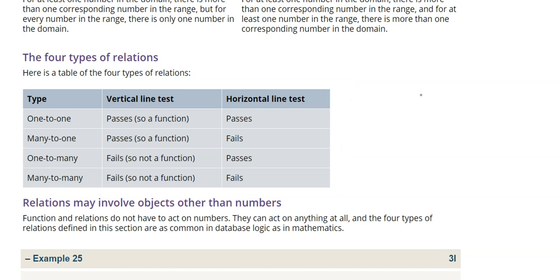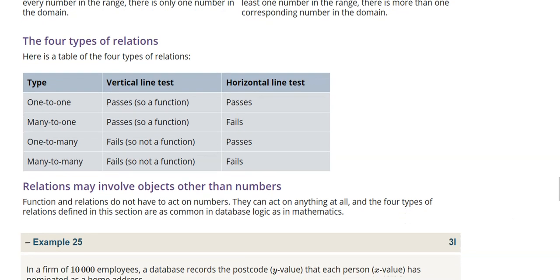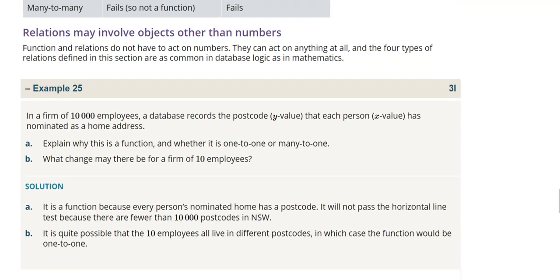Relations, this is the part where you guys are going to want to pay attention again. Relations may involve objects other than numbers. So functions and relations don't have to act on numbers, they can act on anything, and all four types of relations defined in this section are common in database logic and in maths. And eventually, when you start going to group theory, all of this is very important in that.